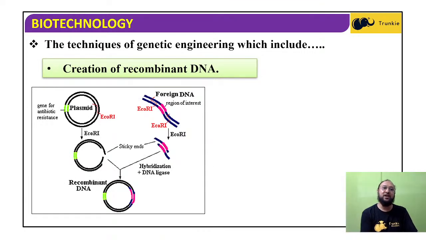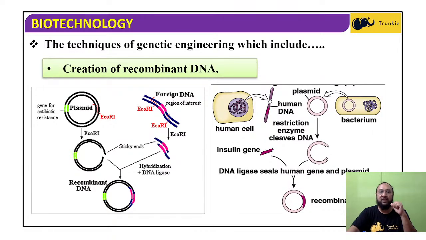We are taking the plasmid, with the gene for antibiotic resistance, the green one you can see, and the foreign DNA, the region of interest. The endonuclease or restriction enzyme plays the role of cutting. Now the sticky ends are there, and after the hybridizing process, the DNA ligase enzyme forms the recombinant DNA after choosing the particular gene we needed. So this is the technique of genetic engineering.